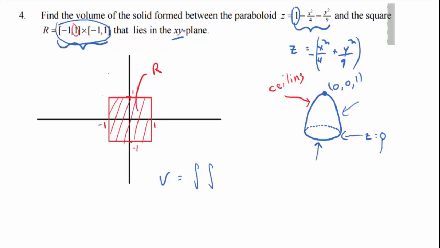Well, you can get it. This is the curve where it would intersect the xy plane, right? You can get it by plugging in 0 for z right here, right? So you would get, putting the 1 on the other side, x squared over 4 plus y squared over 9 equals 1, right?